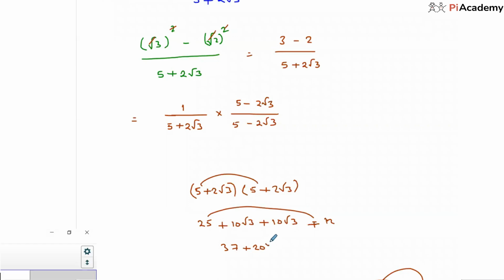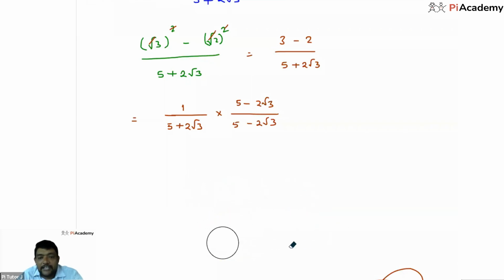You see that? My bad, I did it wrong. Sorry. You will still have a surd, basically. But when you multiply with the opposite sign, the surd will be rationalized. Therefore, the rationalizing factor of 5 plus 2 root 3 would be 5 minus 2 root 3. Okay.